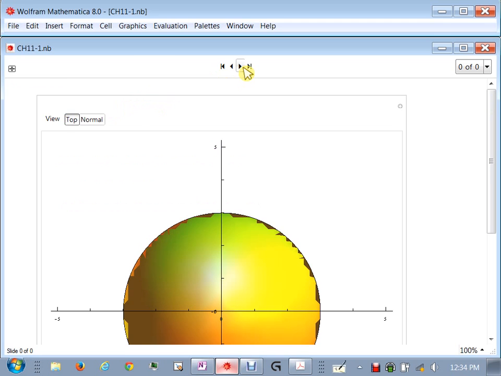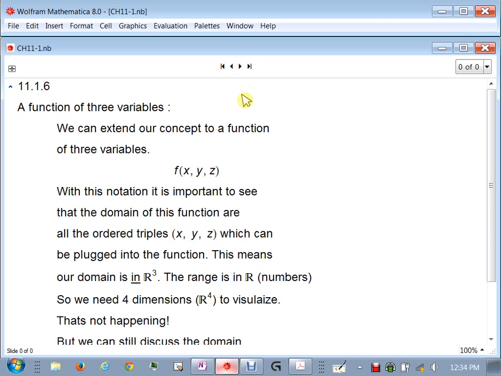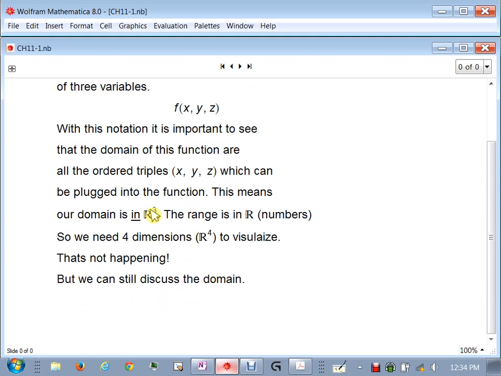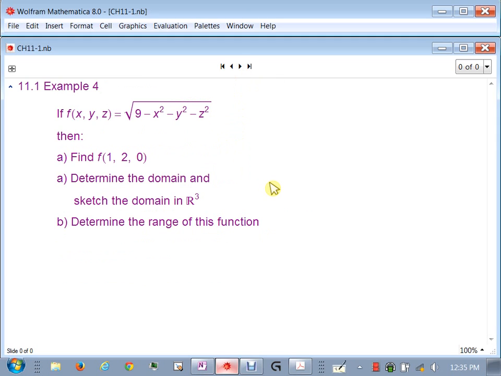See what I'm saying? All right, so I was talking about the weather forecast and all that. What if you have a bunch of variables? Well, we can extend all these concepts to a function of 3 variables instead. This time the domain, instead of ordered pairs, is ordered triples. The domain is 3-dimensional. The range is 1-dimensional. We need 4 dimensions to visualize. This isn't going to happen today. But we can still talk about the domain.